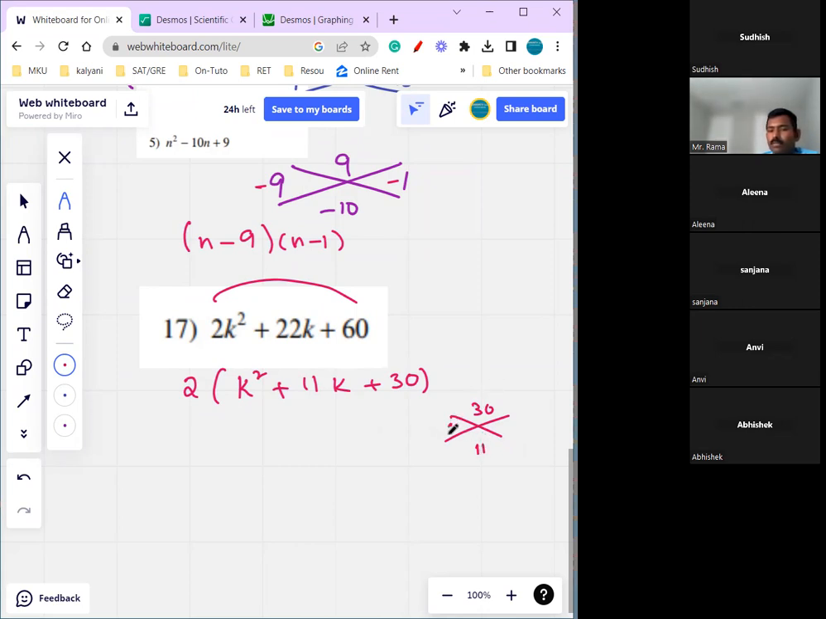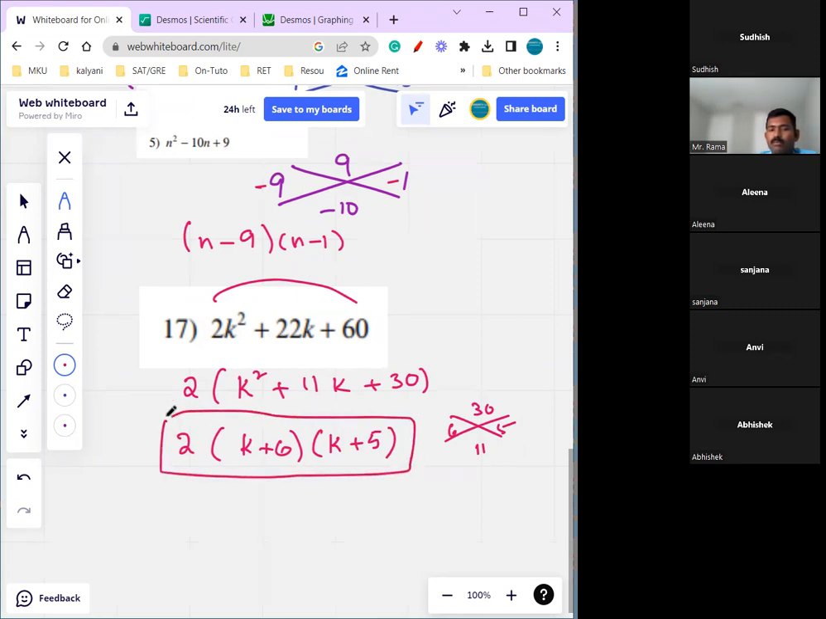So I need 11 and then 30 is 6 times 5 work. So that's going to be k plus 6, and then k plus 5. Okay. So 2 should be part of the factoring as well. So sometimes you may write 2k plus 12 or 2k plus 10, and that is also correct, but it is not completely factored. And you may sometimes lose points in school, not on the SATs, because they don't ask you these type of questions. Okay, good to go, all of you?